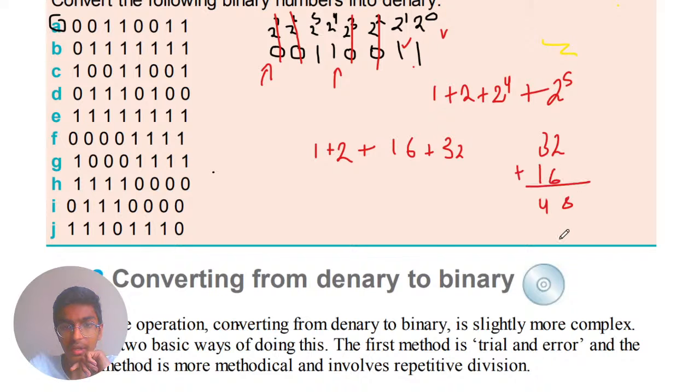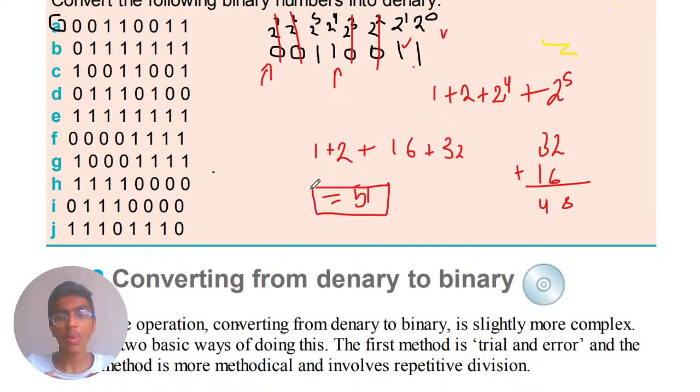So 48. So the answer will be 51. And 51 is our number system. We say 51, we say 1, 2, 3. 51 is our language, our number system. So that is how you convert binary to denary. Hopefully you understood that. You can play that again so that you understand. And this applies for any binary to denary.